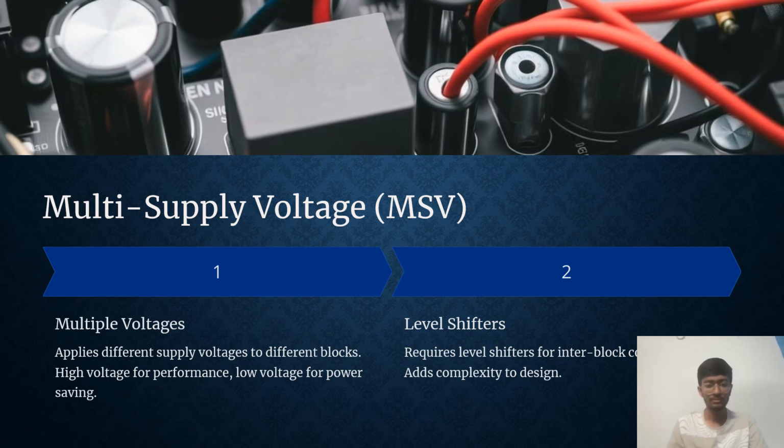Multi-supply voltage. First, multiple voltages: apply a different supply voltage to different blocks. High voltage for performance and low voltage for power saving. Second one, a level shifter. A level shifter is an electronic device that changes the voltage of a signal between different circuits, for example for a microcontroller.